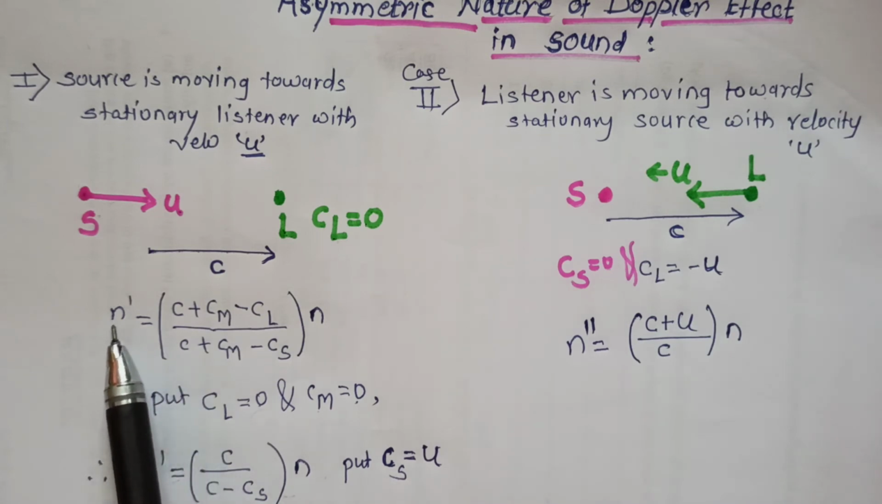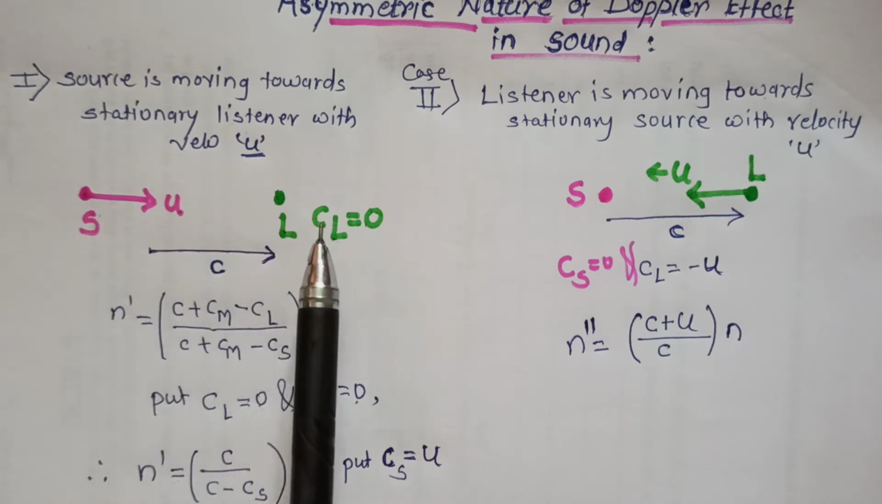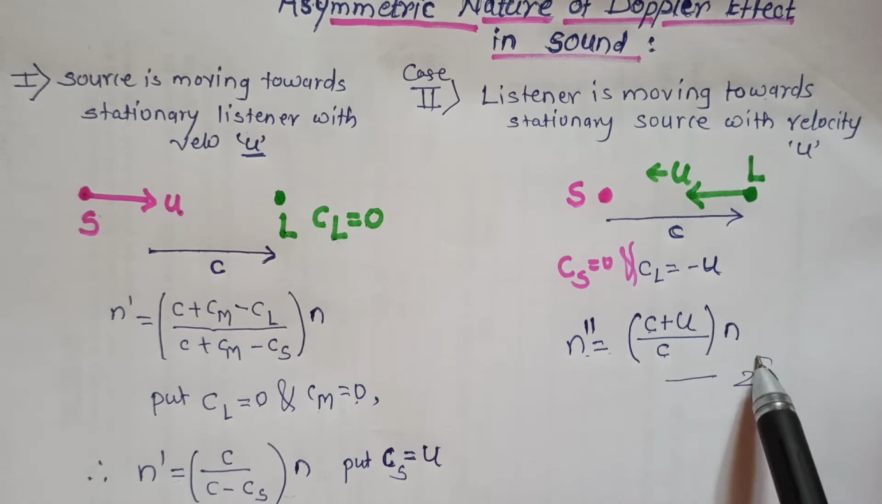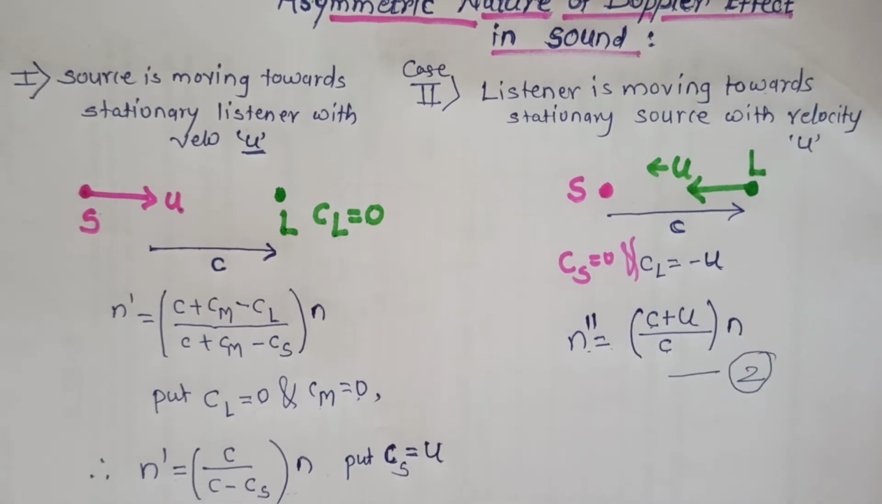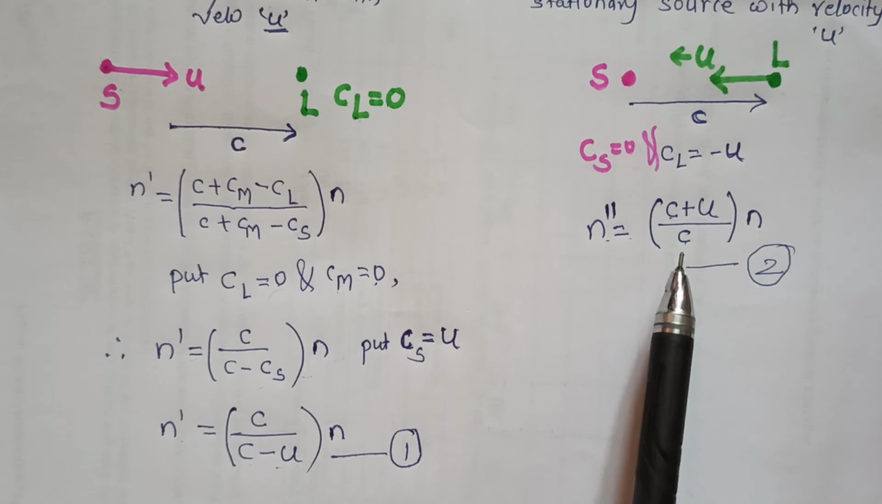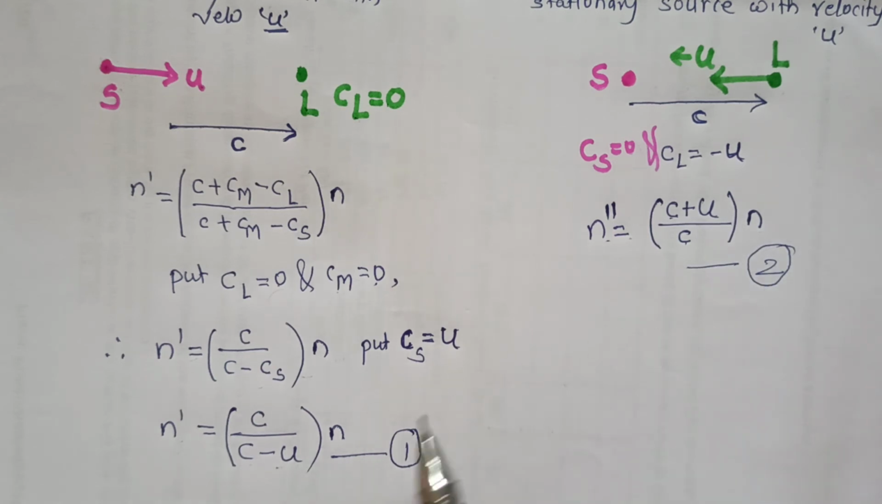n dash is the change in frequency or apparent frequency when source is moving towards the stationary listener. This is case first and this is case second. From case second we get the equation n double dash is equal to (C plus u) upon C into n. Consider this as equation number 2. Now compare equation 1 and equation 2. Then we get the asymmetric nature of Doppler effect.